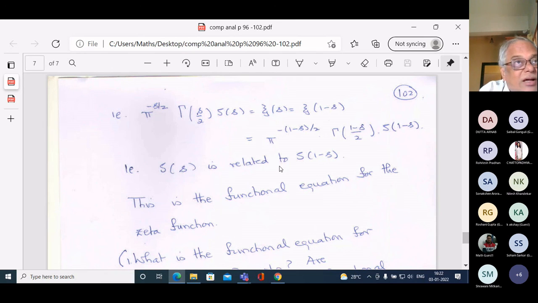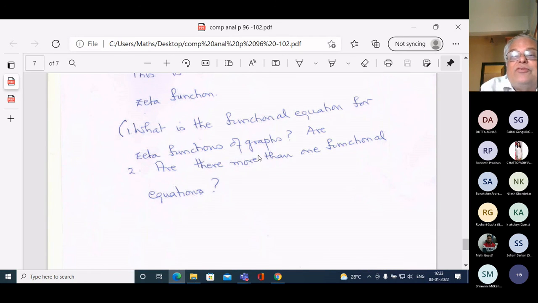Okay? Again, what does it depend on? It depends only on residue calculus and the Poisson summation formula for theta functions. Okay, that particular theta function. These are the two ingredients that we used here. Then, of course, at the end of this, I have the functional equation for zeta functions on graphs.